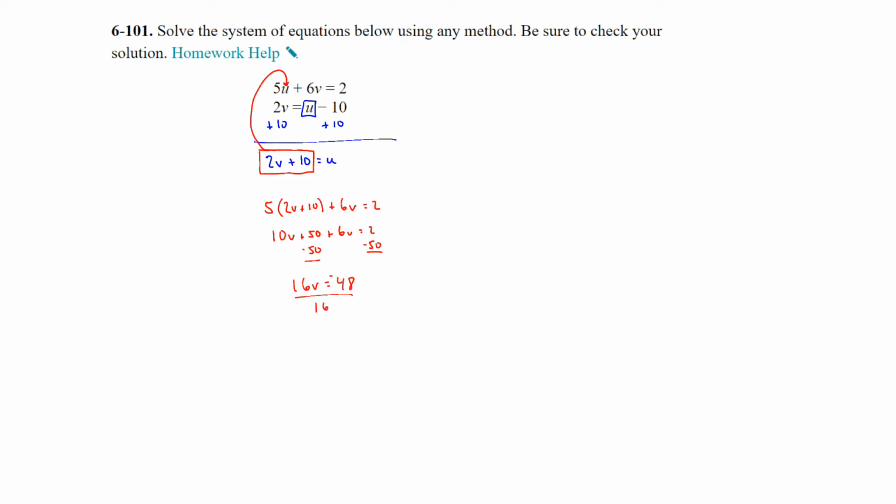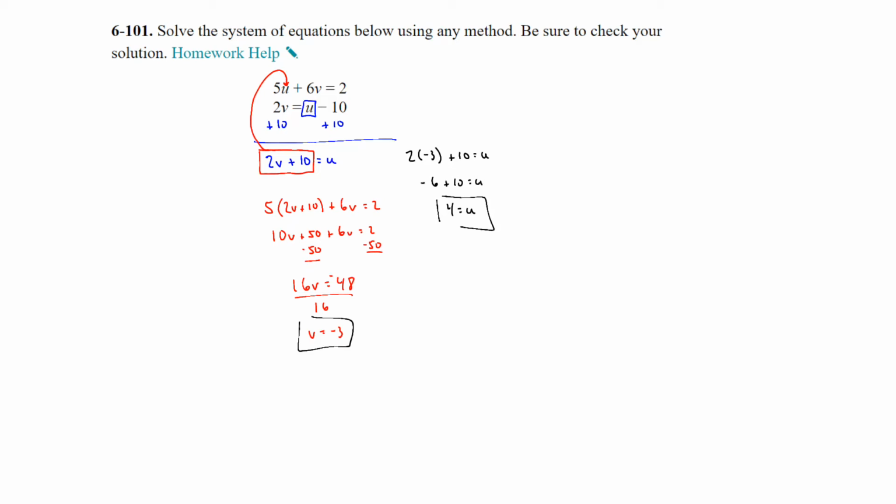And if I divide by 16, v is equal to negative 3. And then to find u, I can plug that back into this equation. 2 times negative 3 plus 10 is equal to u, so negative 6 plus 10 is equal to u, or 4 is equal to u. So in terms of solving the system, I have v equals negative 3 and u is equal to 4.